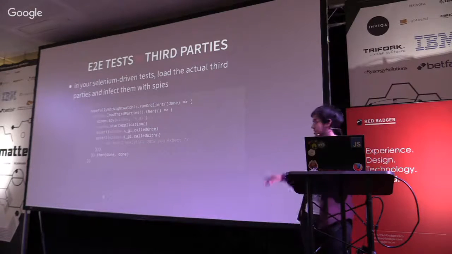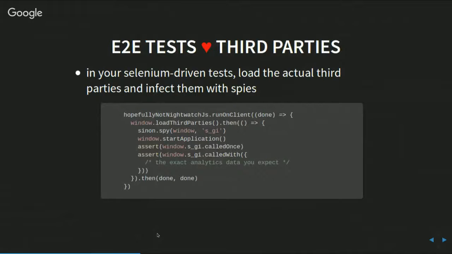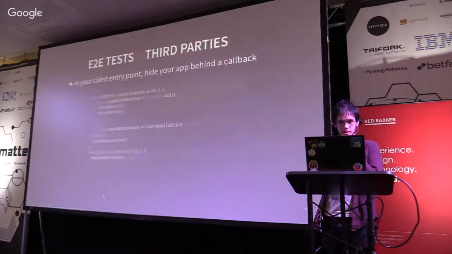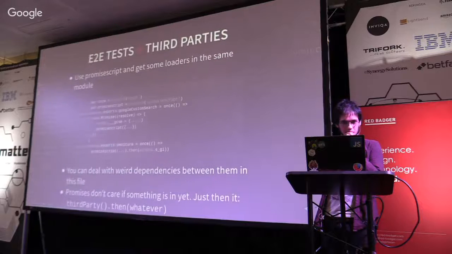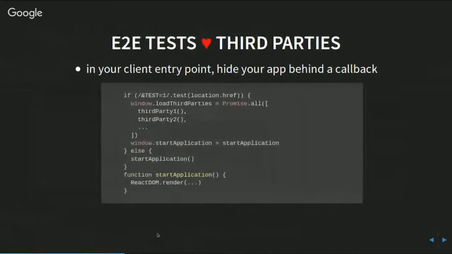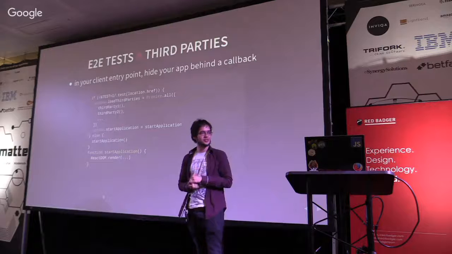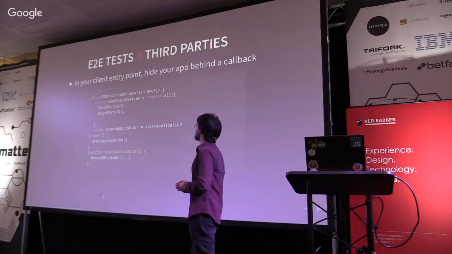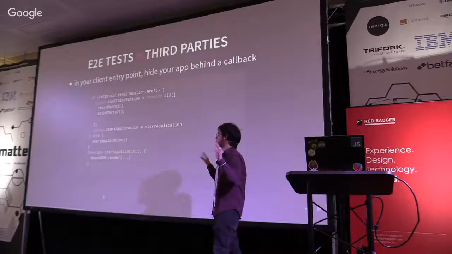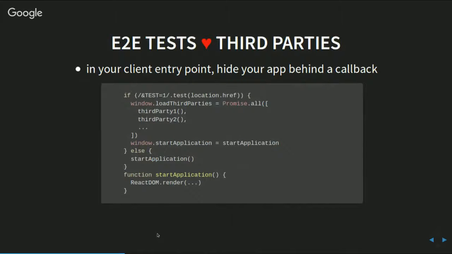And this is one of the best things about promise script, which is... Oh, I skipped a slide, didn't I? Yeah. So this is for end-to-end tests. This is a cool trick that we found. We have this secret flag, which I'm not going to tell you, and it's secure because you don't know. That if it's on, it puts stuff on the window, like 2 functions.